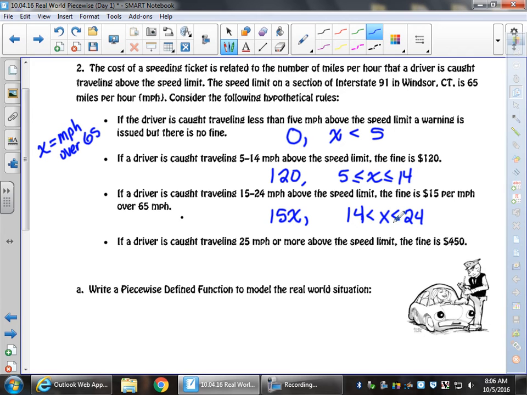Is this 24 going to have equality? Yes. Very good. Drivers caught traveling 25 miles per hour or more above the speed limit, the fine is $450. Constant or a rate? Constant. So $450, comma. What are we going to say for our restriction here?